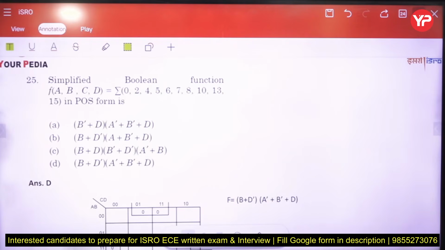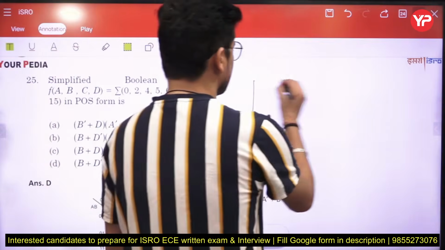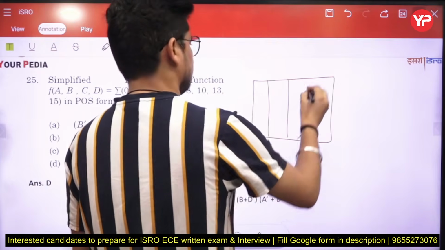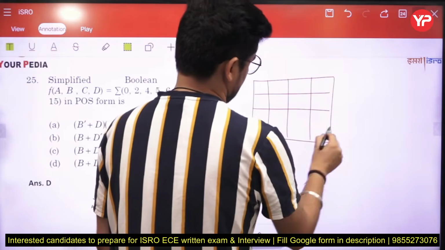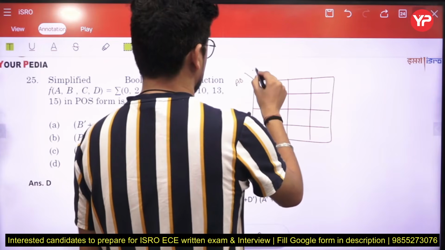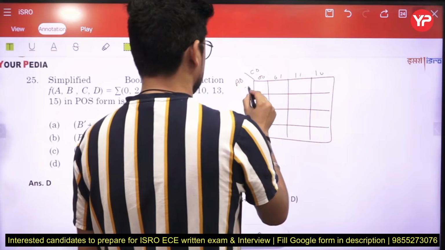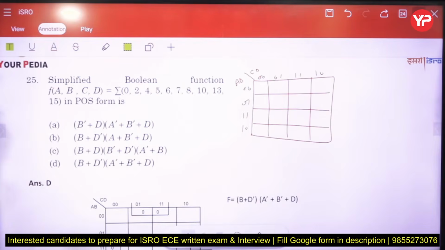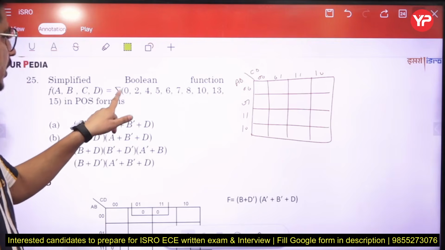So when you simplify this one, you have to make the K map. That will be easy, because he is asking about POS form, so we have to put the 0 values. A, B, C, D, 0, 1, 1, 0. Right. So you can check it here 0, because it is summation form, means these are min terms, right? You have to write the max terms.